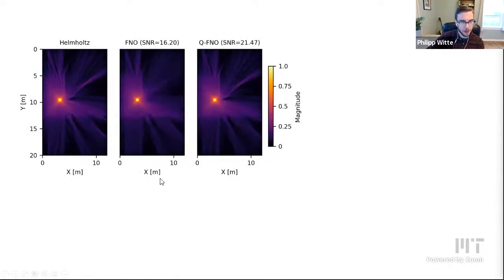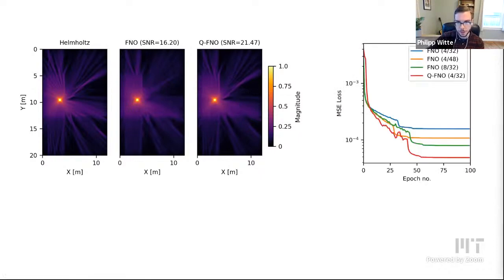Here we compare the conventional FNO with 4 layers versus a quadratic FNO, also with 4 layers, and the number of modes was also the same in both examples. You can see that the quadratic FNO gives you much better results in terms of signal-to-noise ratio.